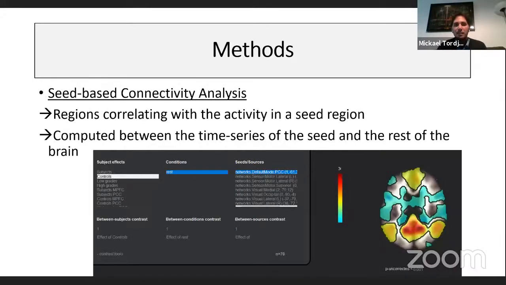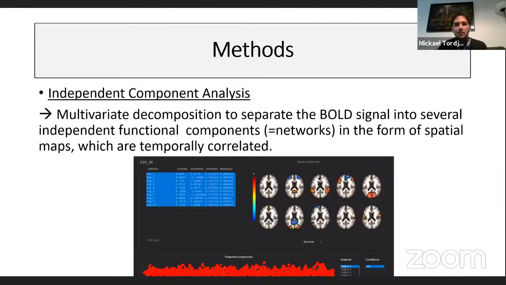We used two types of analysis in this paper. The first is seed-based connectivity analysis, which is based on regions that are correlating with the activity in a seed. We computed the correlation between the time series of the seed and the rest of the brain to see which regions of the brain are correlated with each other. We also used another technique called independent component analysis, which is a multivariate decomposition to separate the BOLD signal into independent functional components. These components are often networks. They can also be noise, but we are looking for the components that correspond to networks and which are temporally correlated.